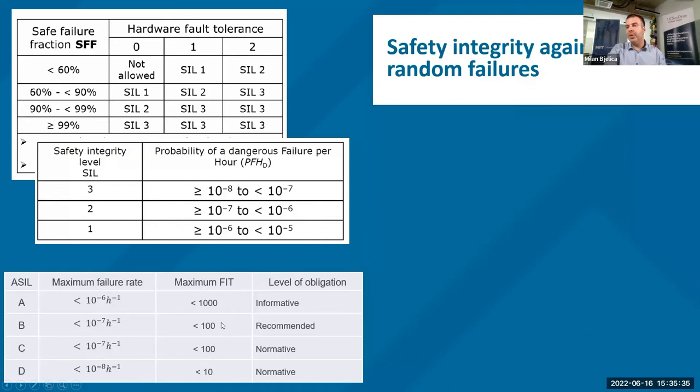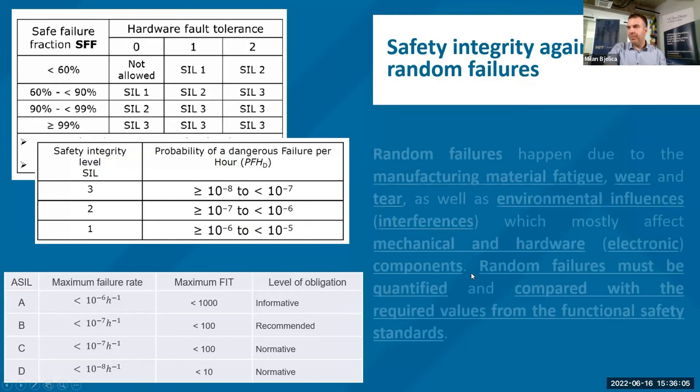So 10 FIT is the ASIL D boundary, 100 FIT is the ASIL C boundary, et cetera. Different standards, like the mother standard in functional safety, also define Safety Integrity Levels, SILs. You can see it's very similar. It says what boundaries the dangerous failures per hour need to fulfill so that we can regard them as compliant. And this of course needs to be documented.